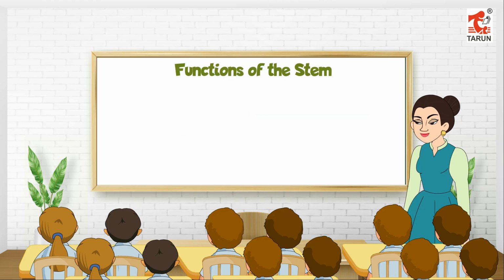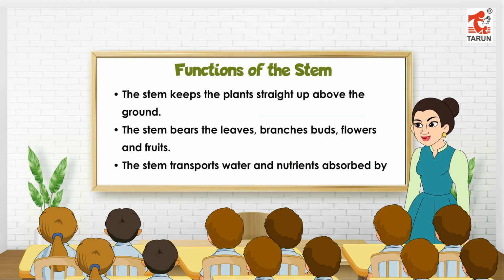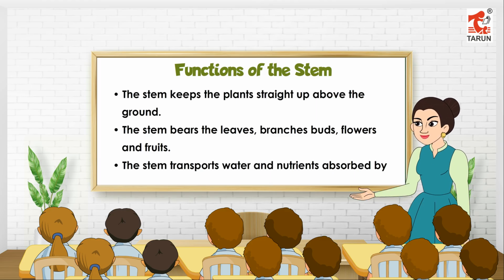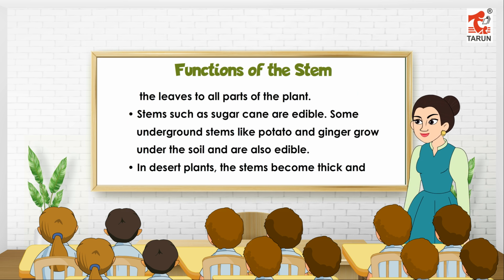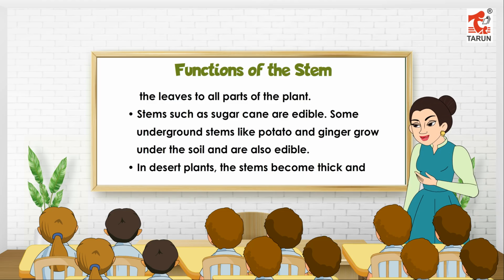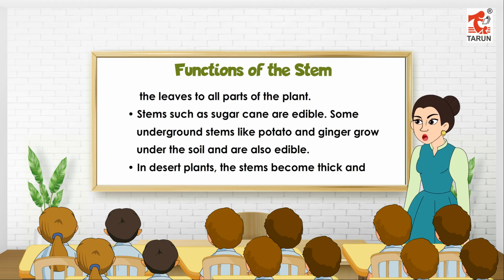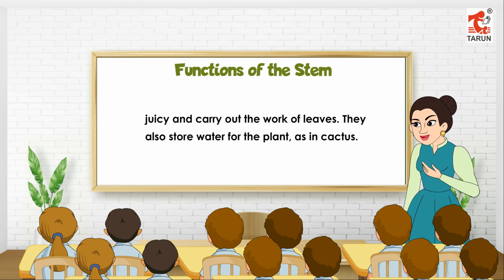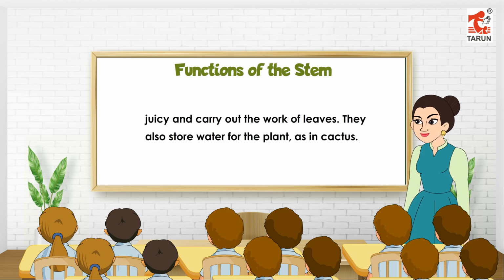Functions of the stem. The stem keeps the plants straight up above the ground. The stem bears the leaves, branches, buds, flowers and fruits. The stem transports water and nutrients absorbed by the roots to all parts of the plant. Stems such as sugar cane are edible. Some underground stems like potato and ginger grow under the soil and are also edible. In desert plants, the stems become thick and juicy and carry out the work of leaves. They also store water for the plant, as in cactus.